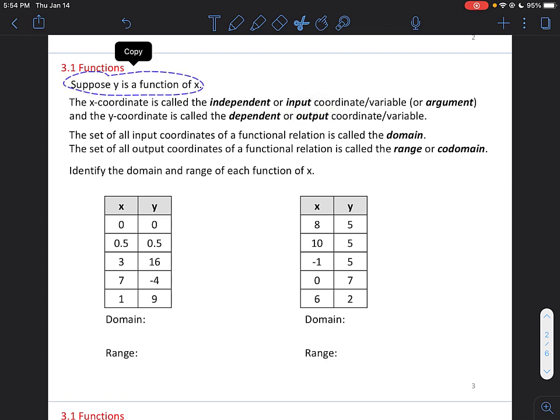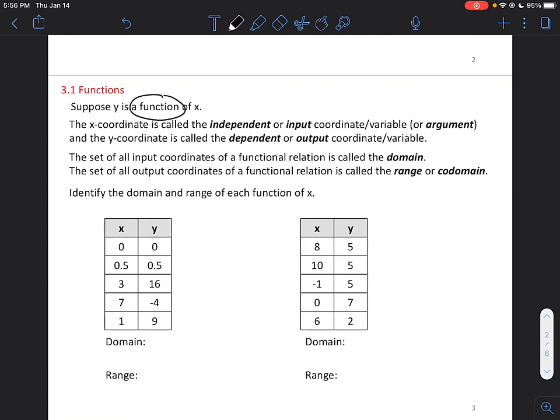Notice that we are assuming that y is a function of x for this slide. But I could have also said, suppose x is a function of y, in which case I'd say the y coordinates are the independent or input variables, and I would have said the x coordinates are the dependent or output variables. And because we're saying y is a function of x, we know that every input will yield a unique output.